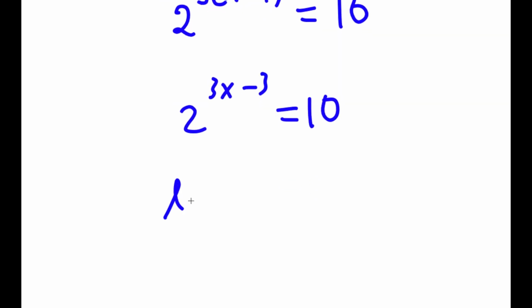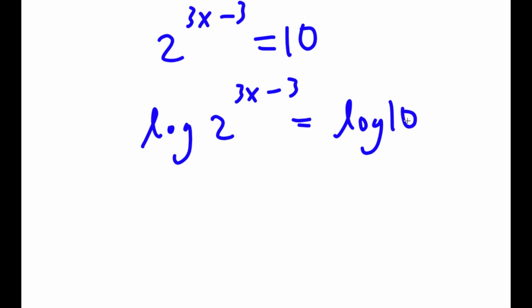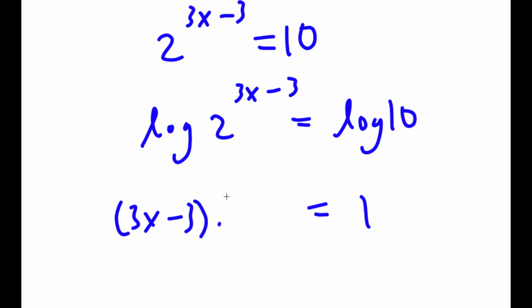Now I'm going to take the log on both sides, so I get log 2 to the power of 3x minus 3 is equal to log 10, and log 10 is equal to 1. So I get 1 is equal to 3x minus 3 times log 2, because I can move this to the front.